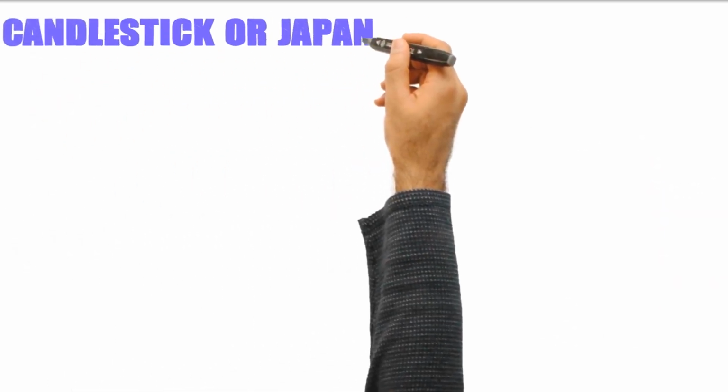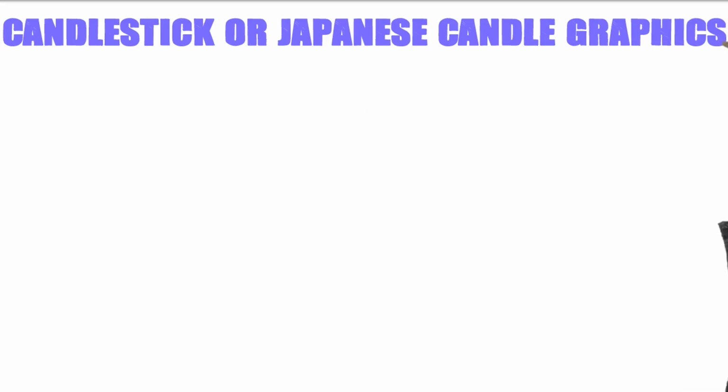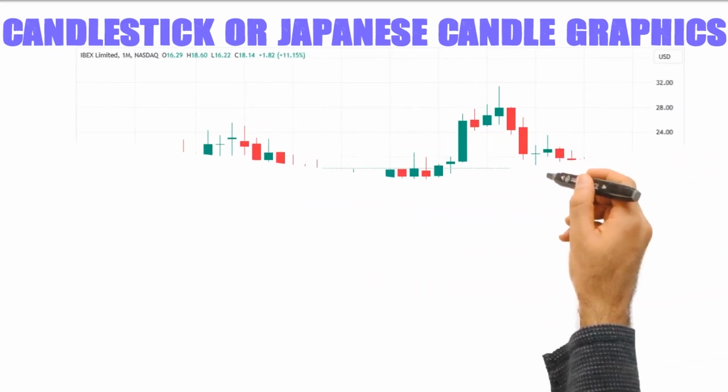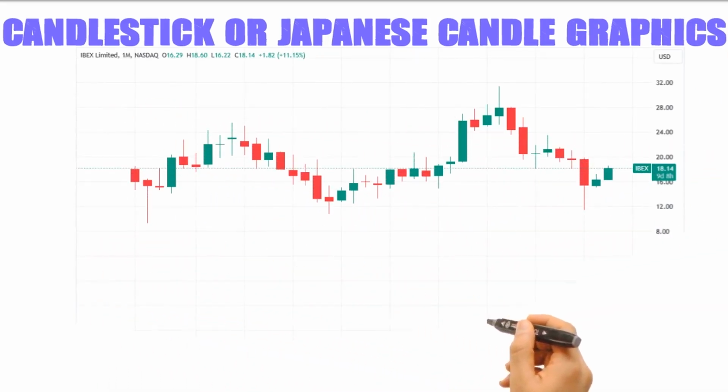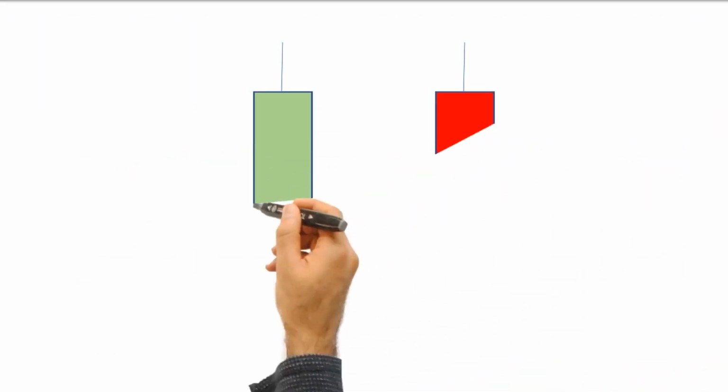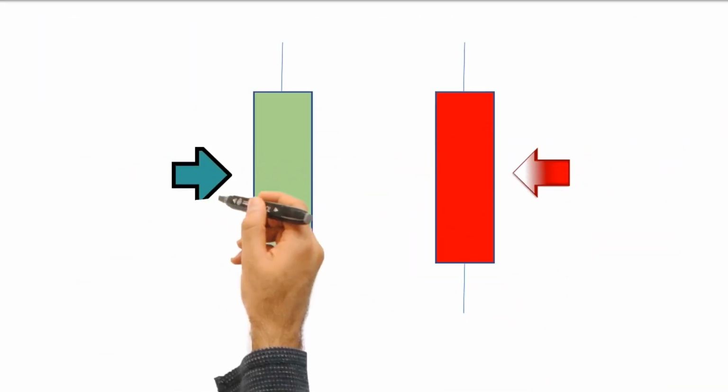Candlestick charts began to be used in Japan in the 17th century, in order to predict the price of rice. In this type of chart we have the prices represented by candles. Here we have the bodies of the candles and the upper and lower shadows.